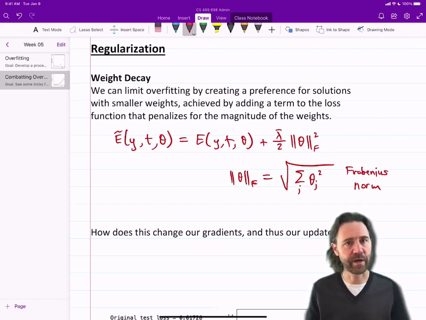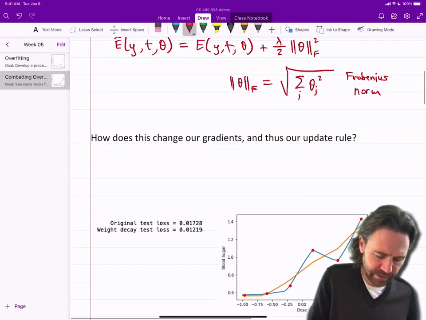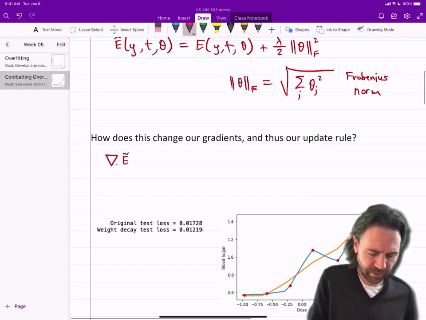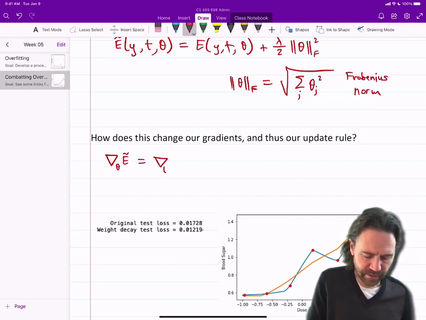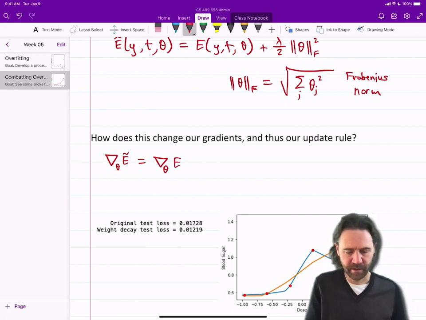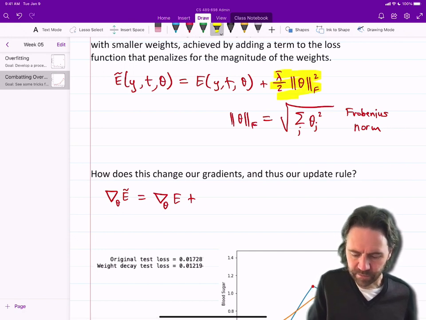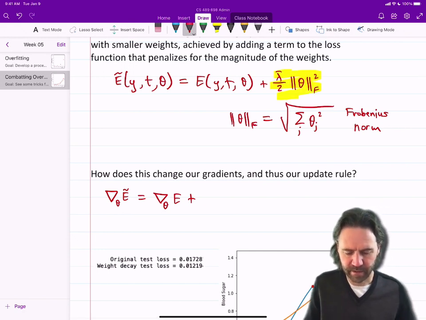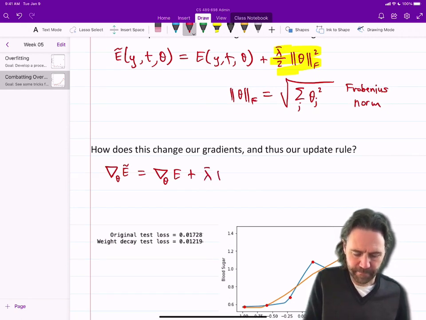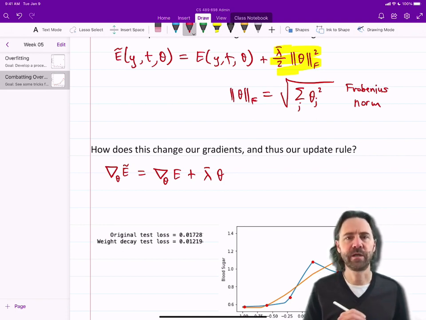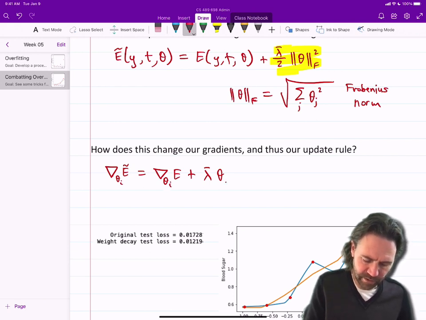So how does this change our gradients? If we were to take the gradient of this E tilde with respect to theta, we can break it into the gradient of our other E plus the gradient of this term over here with respect to theta, and the 2 comes down and it basically turns into lambda bar times theta. And in fact, this can all be applied on an individual element basis.